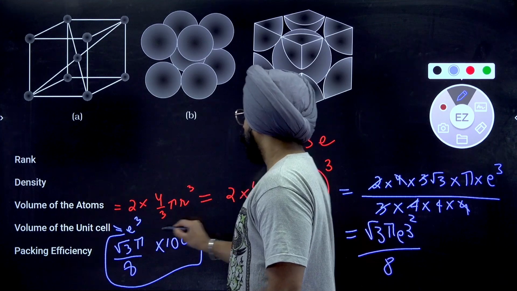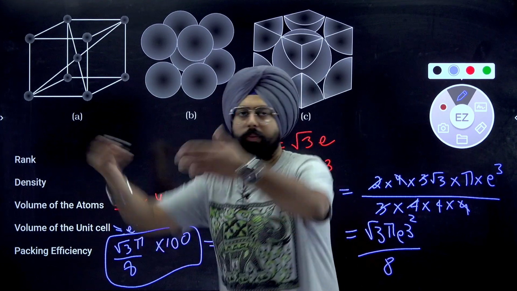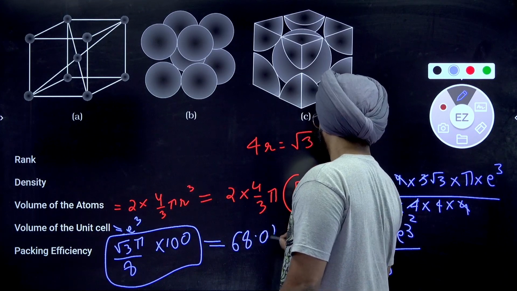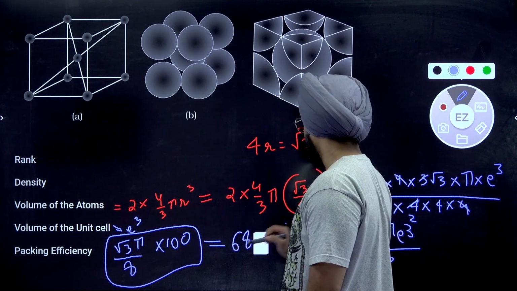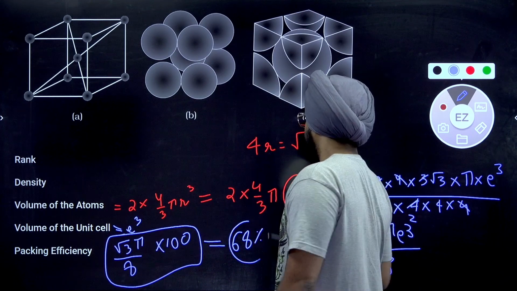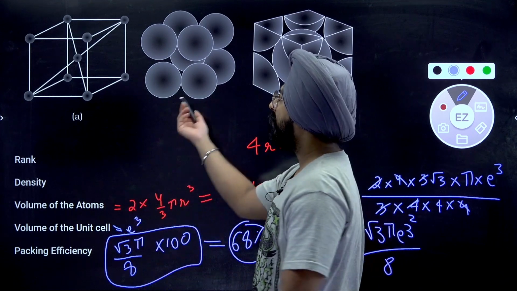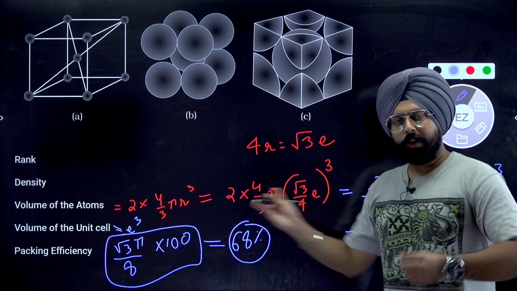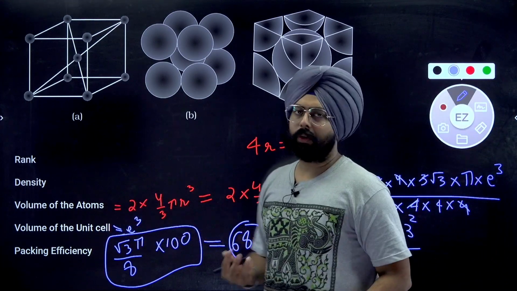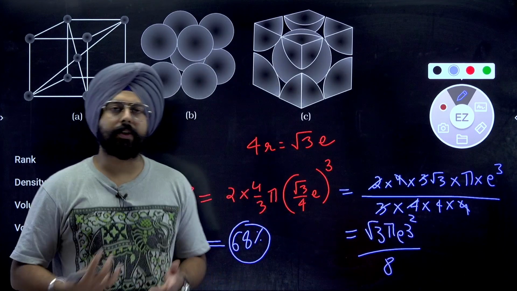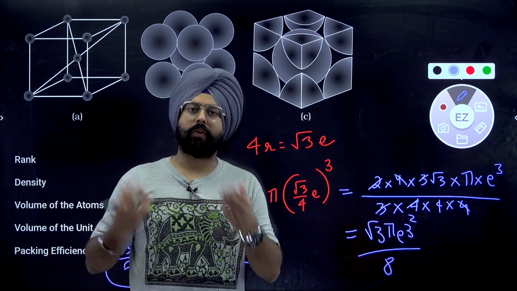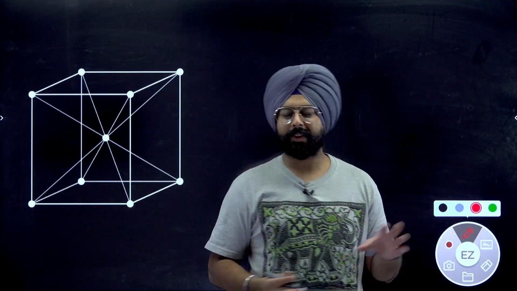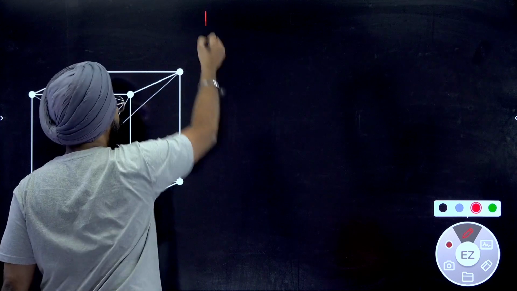My dear friends, what does this value come out to be? This comes out to be approximately 68.02%. Again, the 02 is not important over here. 68% packing efficiency in the body-centered cubic case. If at any point you have confusion, just rewind the video a little and watch it again. It's all about imagination, no rocket science. I'm repeating that again.